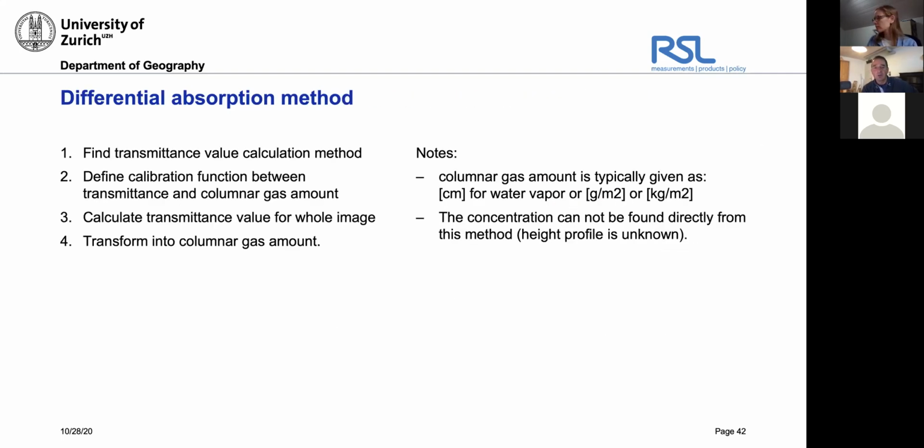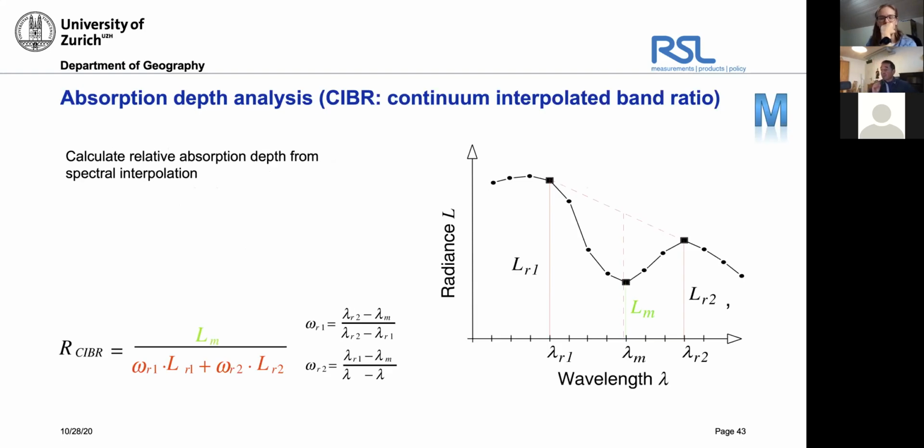That's something you will do in the exercises. So you'll have the transmittances at various gas amounts, and you can find a calibration function and try to do this yourselves later. To find the transmittance, a very typical thing is to do a continuum interpolation. So if you have the spectrum, you just do an interpolation of the continuum to the middle of the spectrum, and you compare what's in the middle against what should have been there without absorption. So that's a very common method to get the absorption depth.